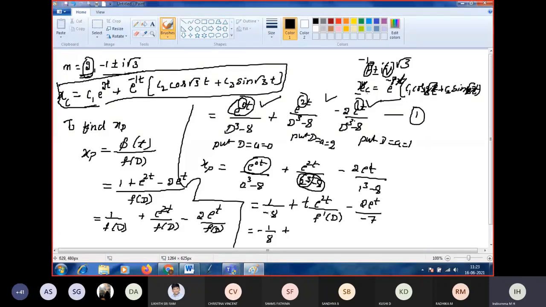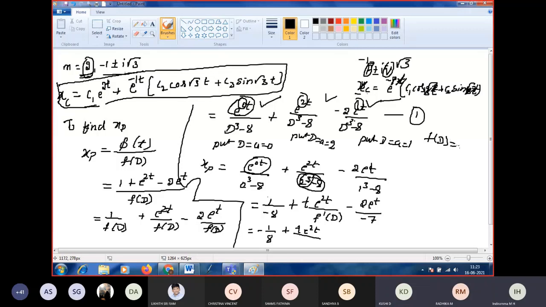Because here we have to write first and last term continuously until we get the answer for the middle term. So better you can consider separately, find those values and substitute. Okay, right now, t e power 2t by f dash of d. What is f of d?